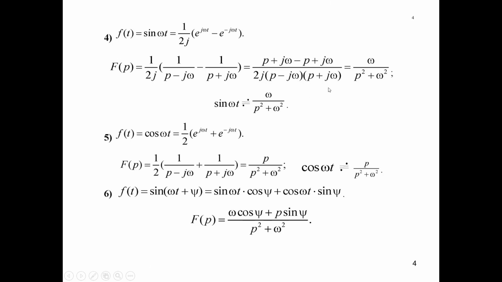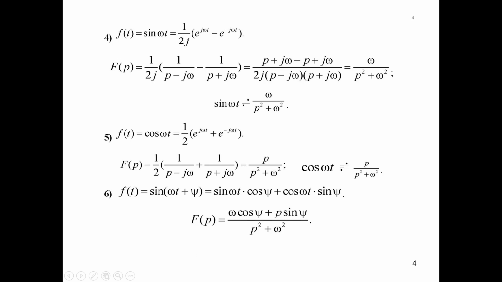Then, like in the previous case, we have a common denominator, and here it will be p plus j omega plus p minus j omega. J omega and j omega are eliminated, and we have 2p over 2, which is just p. So the Laplace image of the cosine function may be presented as p over p power 2 plus omega power 2. Okay, so you see these two expressions have the same denominators, but their numerators are different. Here it's omega, here it's p.